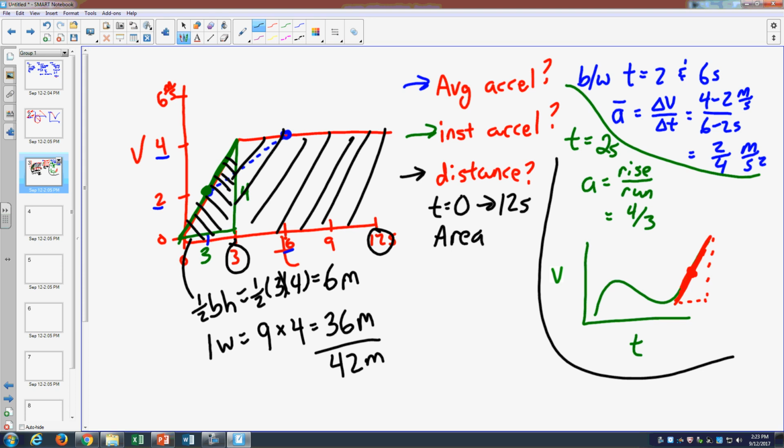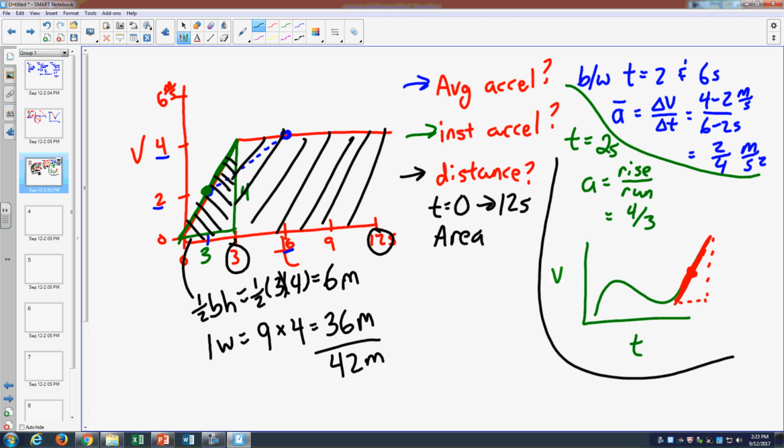So I can, and in fact I will, ask you, I think I asked you all 3 of these questions. Find the average acceleration, find the instantaneous acceleration at a particular point, and find the distance that he travels. You should expect those questions. They will be on the test.